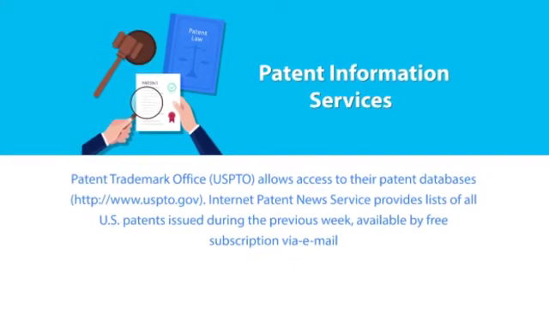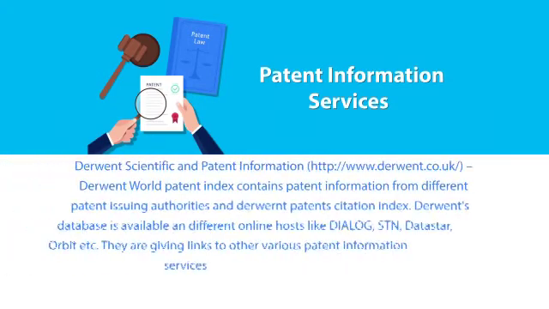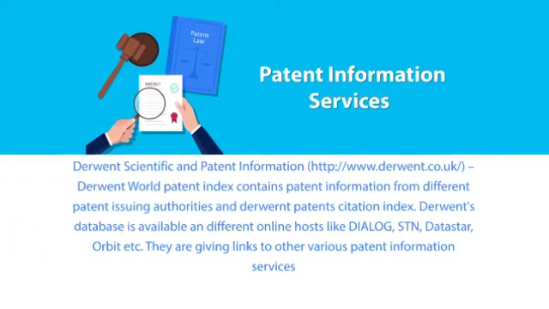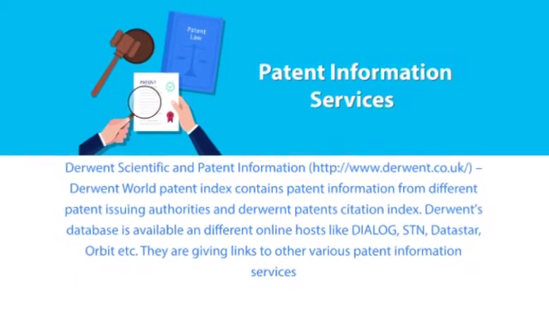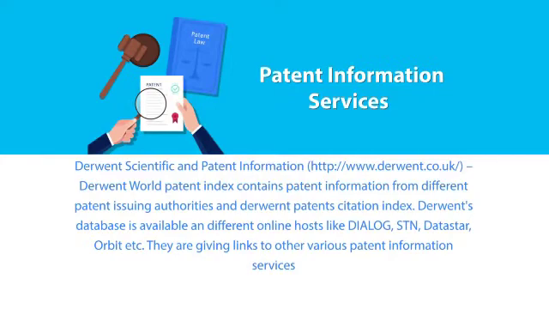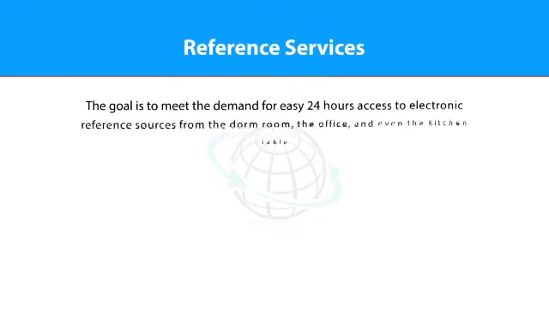There is also an organization called Derwent Scientific and Patent Information, whose database is available on different online hosts like Dialog, STN, Datastar, Orbit, etc. Biotechnology patents are there, chemical patents plus chemical abstracts are there. So these are some of the patent information services which are of great importance, and the service is provided to the scientific community.